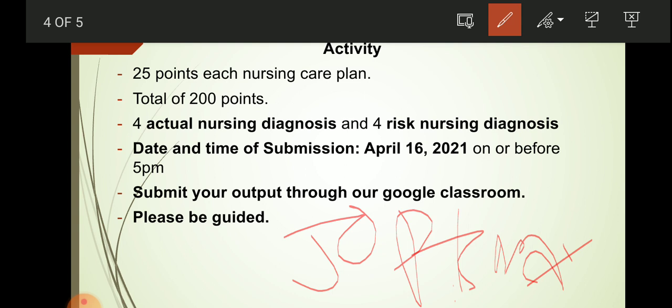Okay, so please be guided. Please tell your classmates that there is an activity for today. Please help each other, coordinate with each other, because you have the same goal, you have the same aim, and that's to pass your nursing journey or just to pass your NCM 103.